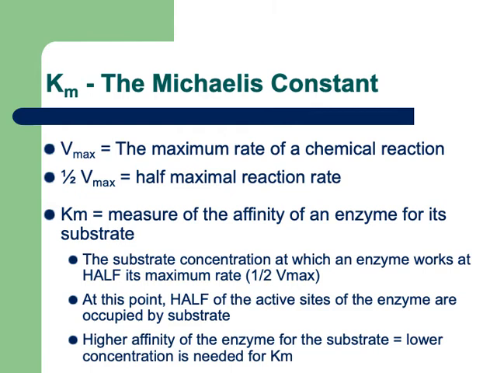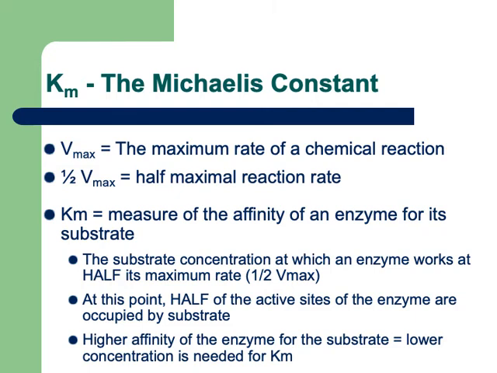Km is known as the Michaelis constant, which is used to understand enzyme kinetics. Then there are a few different things that I want to define. Vmax is the maximum rate of a chemical reaction. So V could be velocity, so the velocity maximum, how fast that reaction is happening. Half of Vmax is half of the maximal reaction rate.